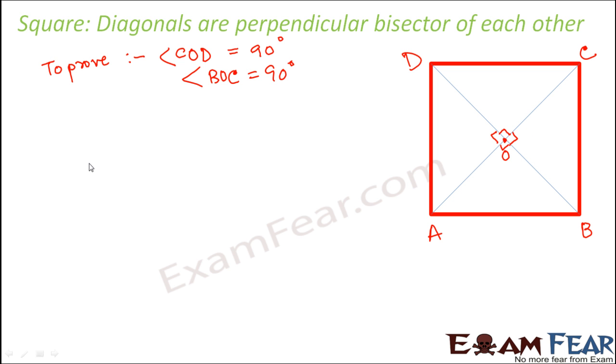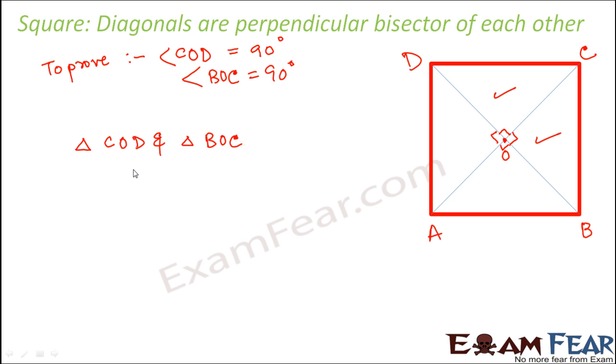So how do we prove that? Let's see. Here again we consider two triangles. Now which triangles are we going to consider? Since we want to prove that this angle is 90, this angle is 90, let's try to consider these two triangles. That is triangle COD and triangle BOC.